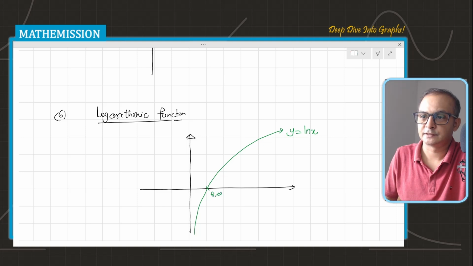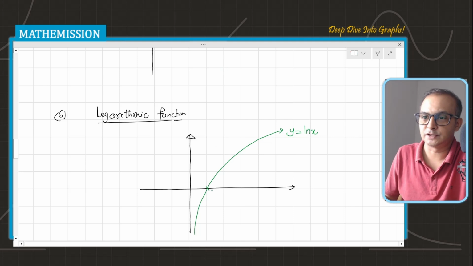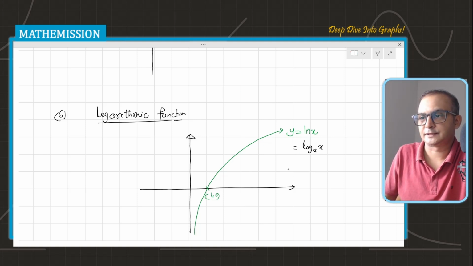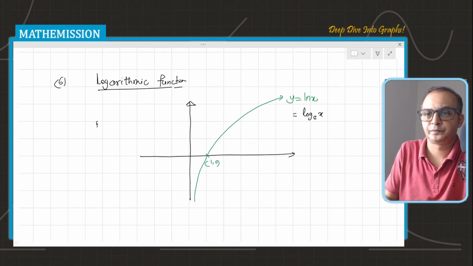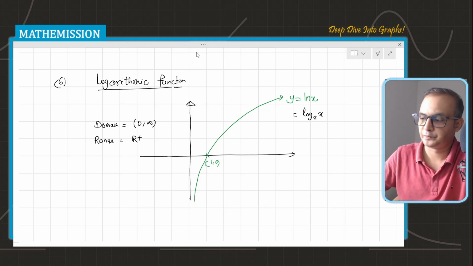Sorry, this is (1, 0). At 1 the value of log will be 0, so this will be (1, 0), and the base is e. So I mean to say that this is log base e of x. If you talk about the domain for this function, you can see that the domain is always 0 to infinity, but the range is all real numbers because you can take any value from the y-axis.